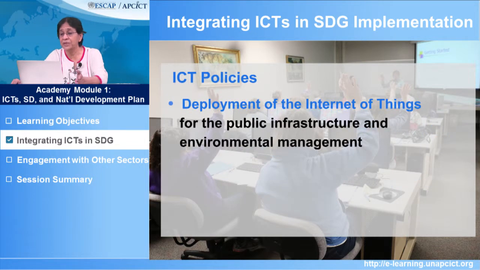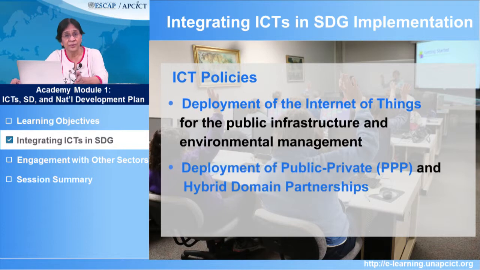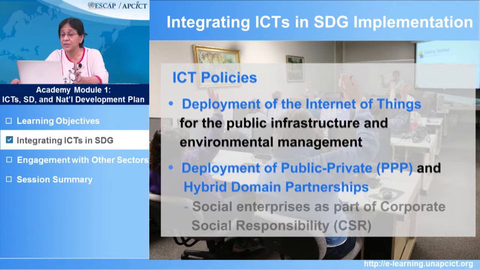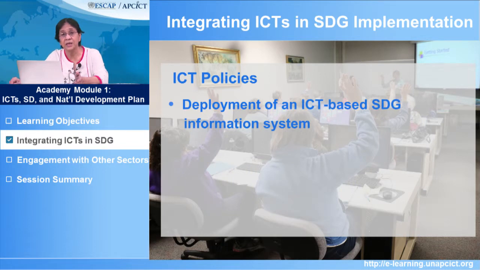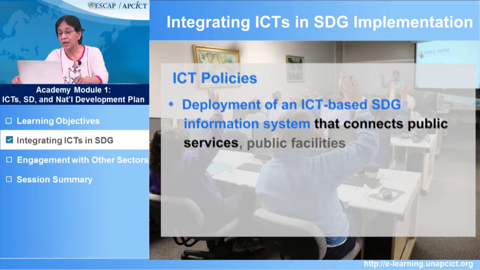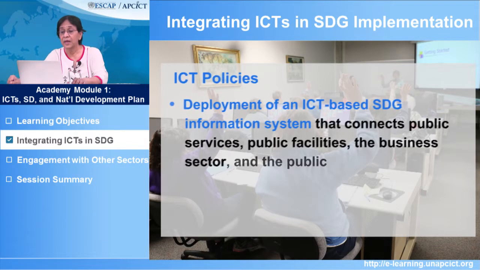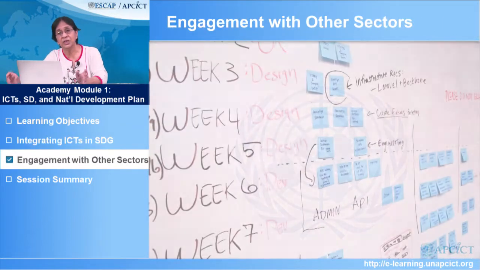A government can have a policy to deploy the Internet of Things, that through remote sensing, control of connected devices for the public infrastructure and environmental management. Government can institute policies for encouraging and deploying public-private partnerships and hybrid domain partnerships, such as social enterprises, as part of corporate social responsibility. Deployment of ICT-based sustainable development information systems that connects all public services, public facilities, the business sector, and the public, and engaging with all sectors.